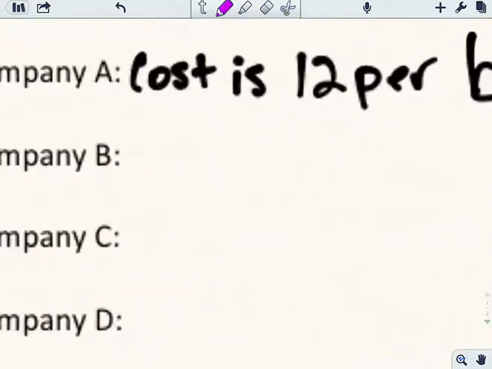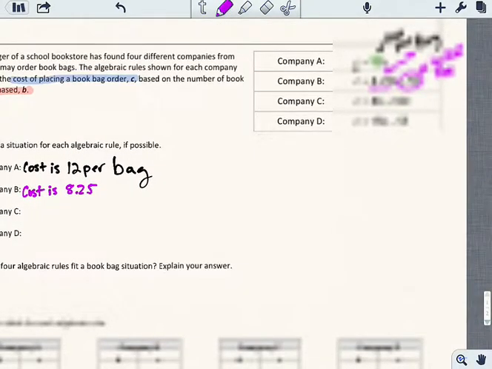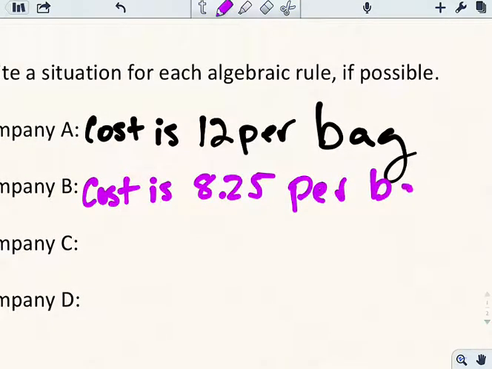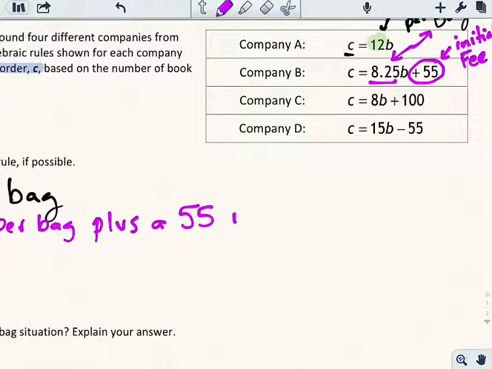So I'm going to write a little scenario here. So the cost is $8.25, I think it's $8.25. Focus. Yep, $8.25 per bag, plus a $55 membership fee.